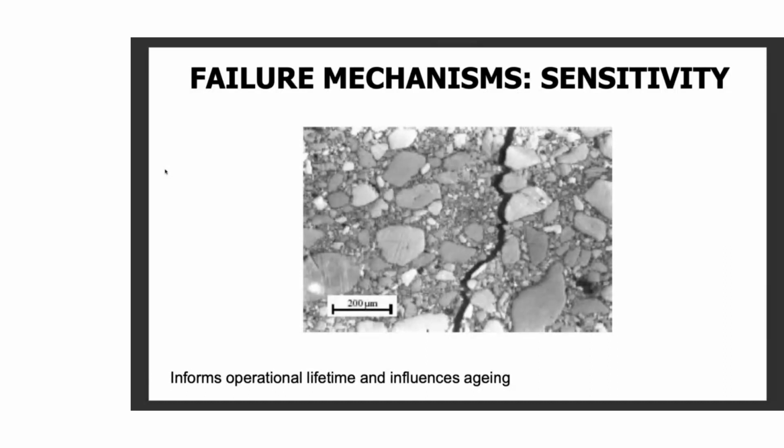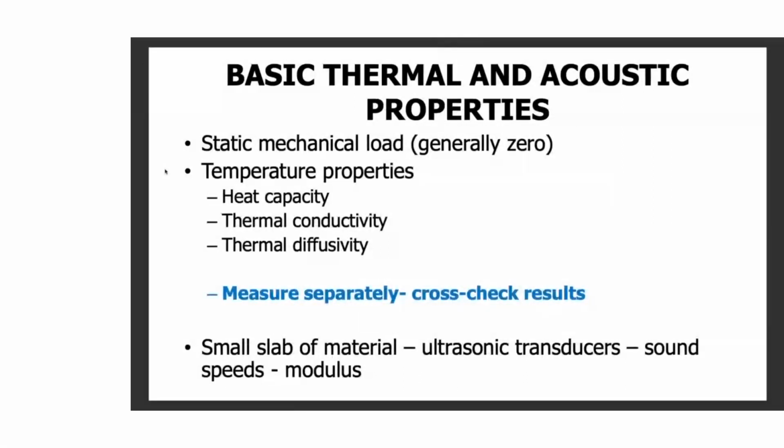So this is important in the system, and we look at basic thermal and acoustic properties, and generally we do those under static loads where the mechanical load is generally zero. And we measure things like heat capacity and thermal conductivity, thermal diffusivity in the system. And we can measure those and cross-check them because there are simple relationships between those sets of results.